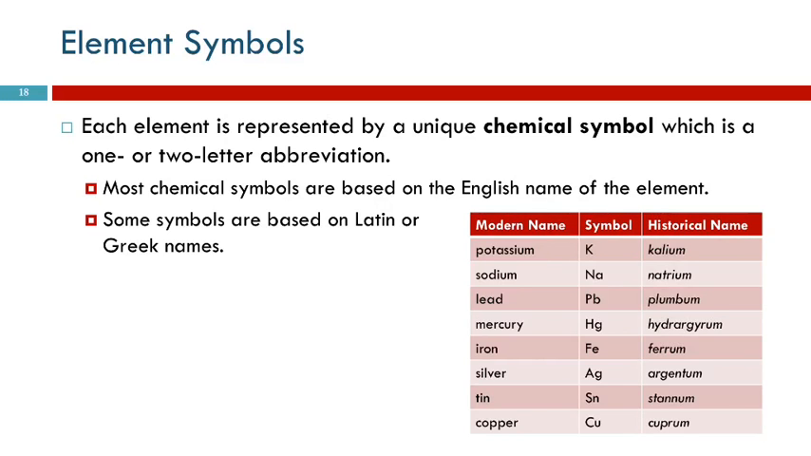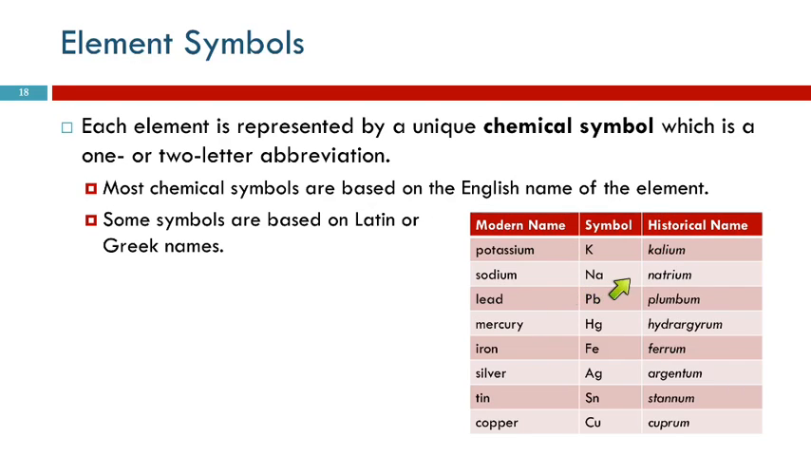But some of them are based on Latin or Greek names. And so they don't seem to make a lot of sense. And that's why I really recommend getting that list off of Canvas on the syllabus tab and making some flashcards and memorizing these. So potassium has the symbol K. It's like, there isn't even a K in the word potassium. Well, that's because the historical name was calcium.